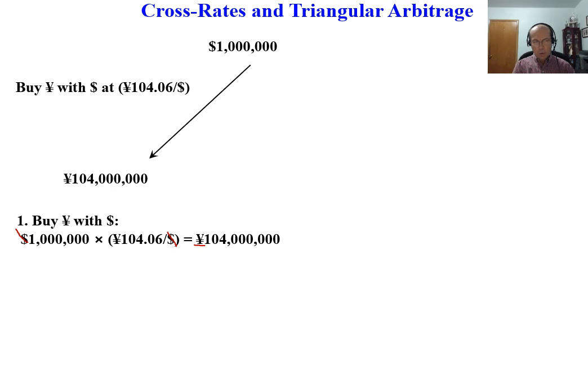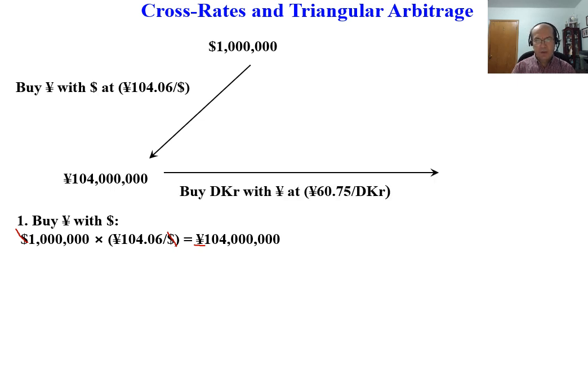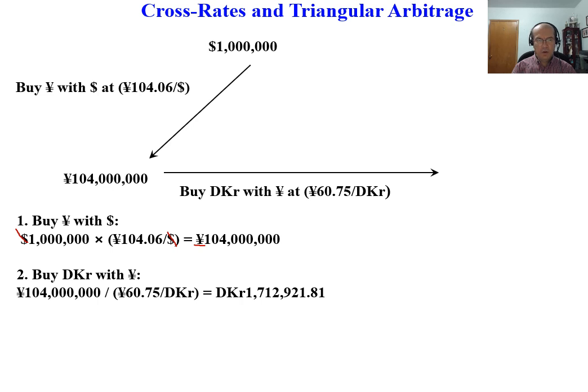The next step, we sell overvalued currency and buy undervalued currency. So we sell Japanese yen to buy Danish krone. We buy Danish krone with Japanese yen at the following exchange rate, according to which it will take 60.75 Japanese yen to buy 1 Danish krone. So if we do the calculation, now we have to divide by this exchange rate.